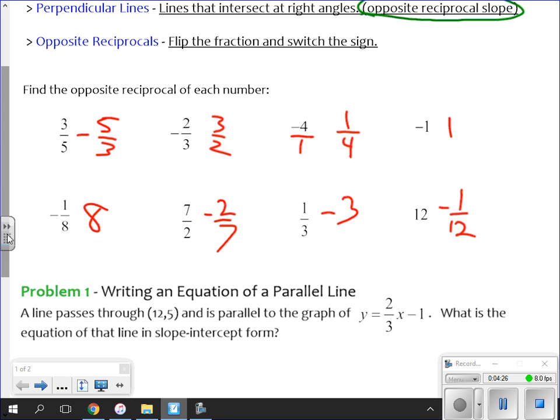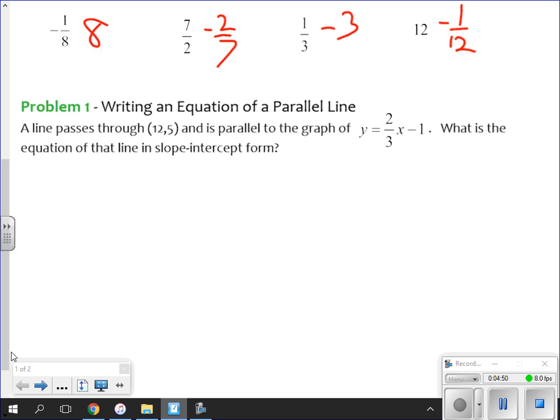In order to find perpendicular lines, that's what you need to be able to do. Find the slope of the line, slope of one perpendicular. This is the slope of my first line. This is the slope of a line perpendicular to it. These two lines are perpendicular. Those were the slopes.